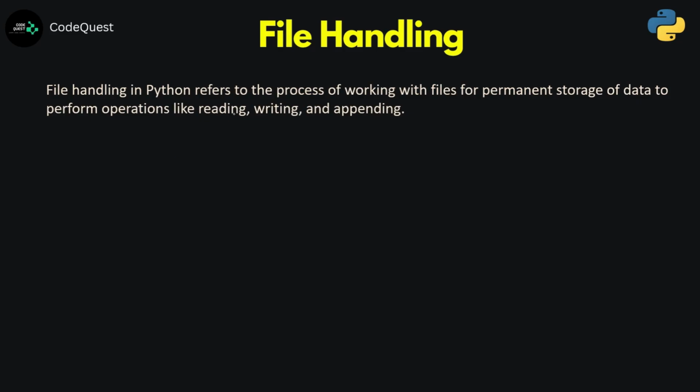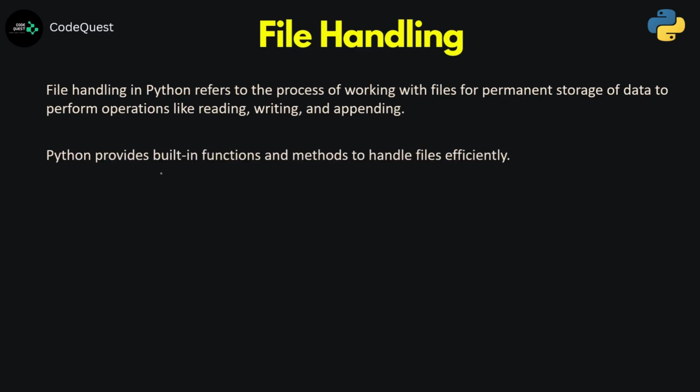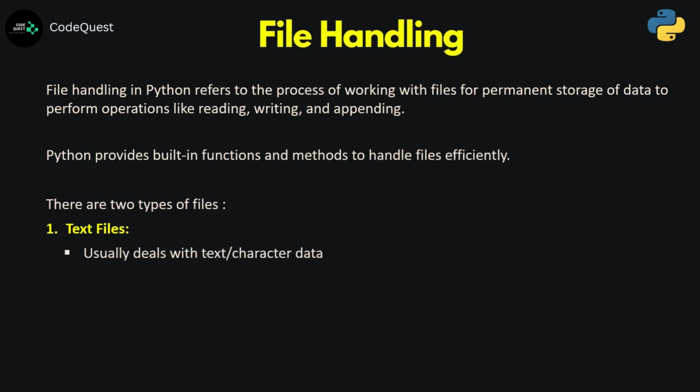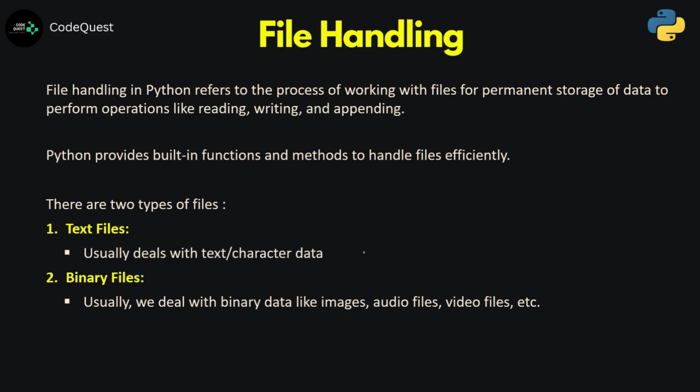So with Python file handling, we are going to do the same job, and for which we have to use certain built-in functions and methods to handle the files efficiently. Now in Python, we deal with two types of files. One is your text file, which normally holds text or character data, whereas the second one is your binary files, which deal with binary data like images, audio files, video files, etc.